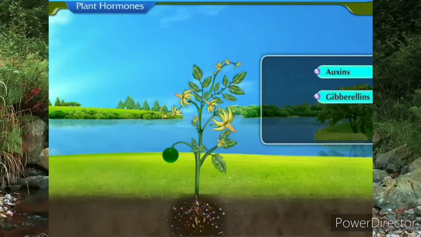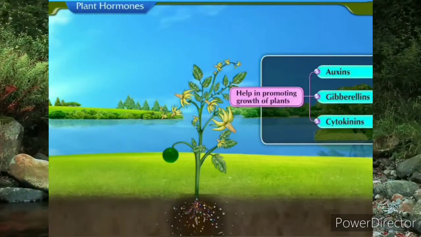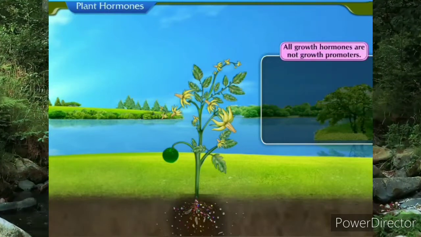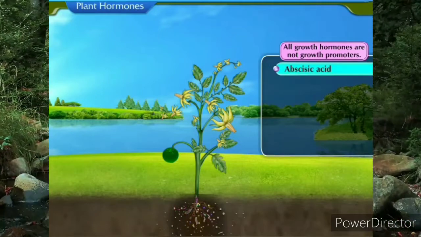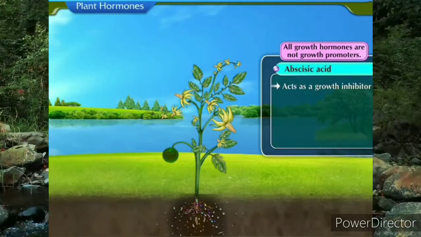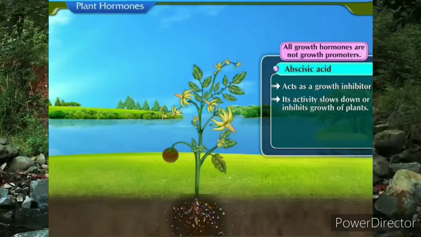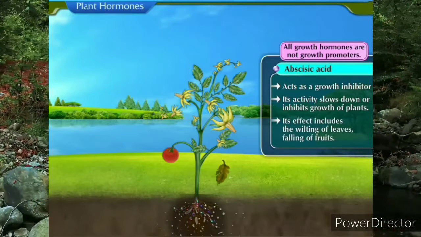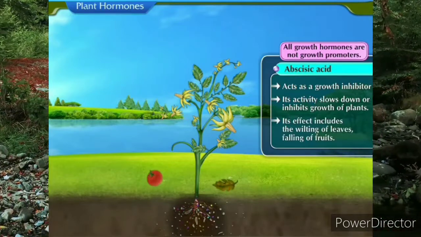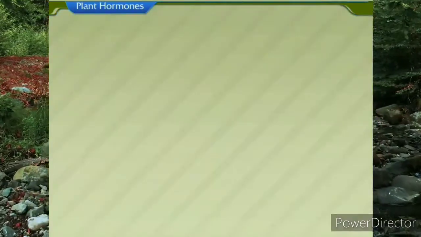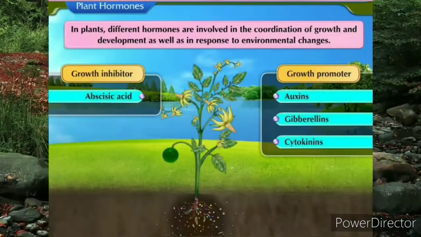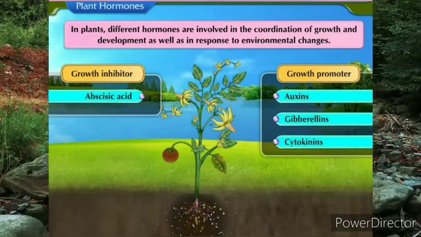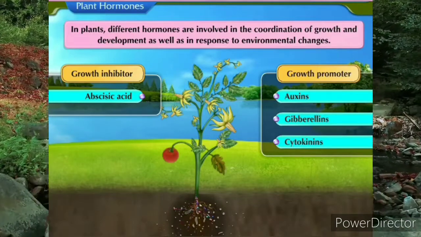Auxins, gibberellins, and cytokinins help in promoting growth of plants, but all plant hormones are not growth promoters. Abscisic acid is a plant hormone which acts as a growth inhibitor. Its activity slows down or inhibits growth of plants. Its effect includes the wilting of leaves, falling of fruits, etc. In plants, different hormones are involved in the coordination of growth and development, as well as in response to environmental changes.